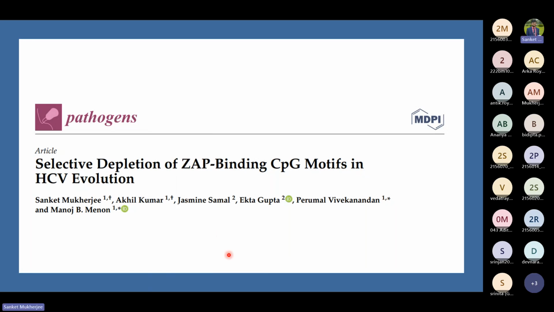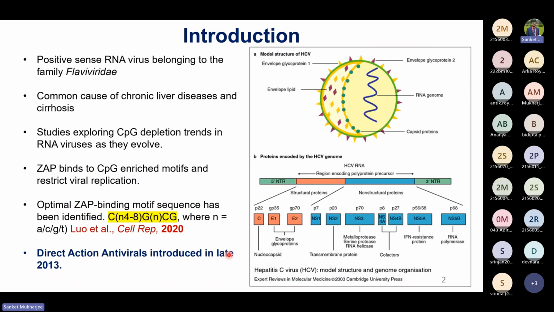Selective depletion of ZAP binding CpG motifs in hepatitis C virus evolution. Regarding hepatitis C virus, it's a positive-sense RNA virus belonging to the family Flaviviridae. It causes chronic liver diseases and cirrhosis, and also has links with developing liver cancer. What studies have already shown is that there is a depletion in CpG content.